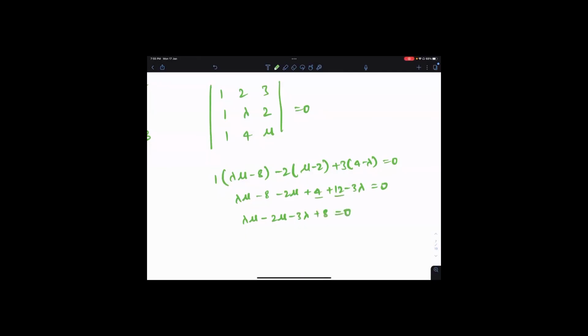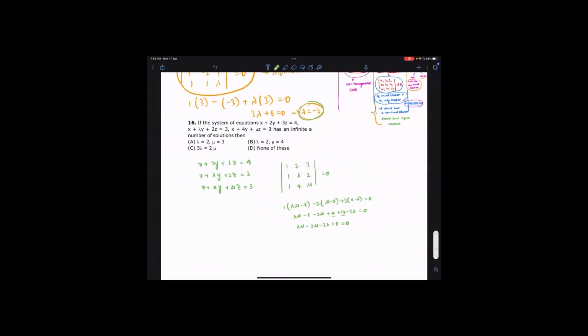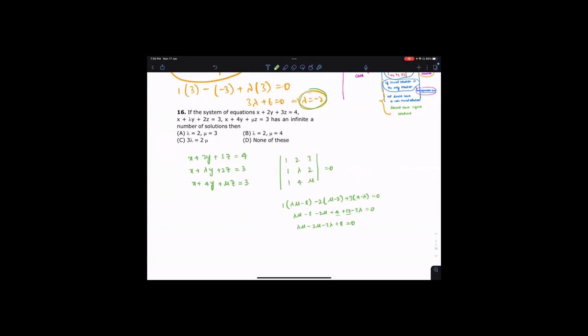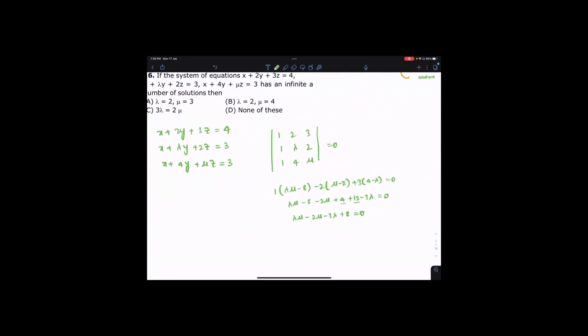Something like this we are getting. A big complex thing. Now, one way is you can substitute them. Like lambda 2, mu 3. You substitute lambda 2, mu 3. What do we get? 2 into 3 minus 6 minus 6 plus 8.